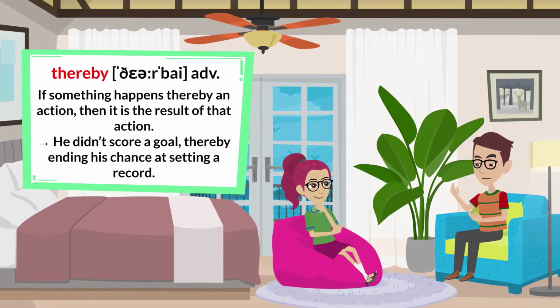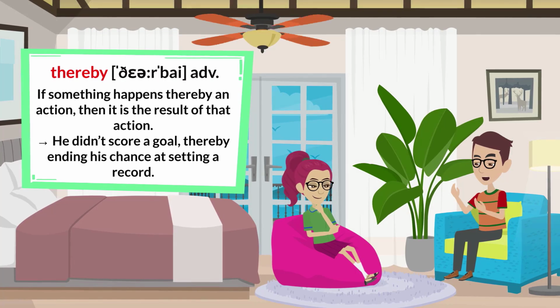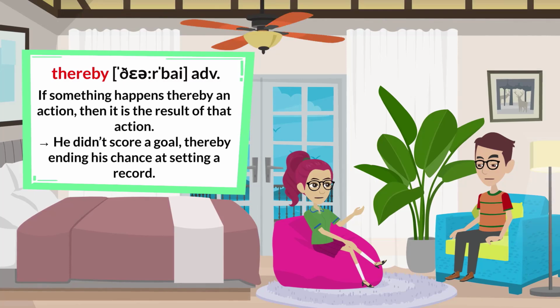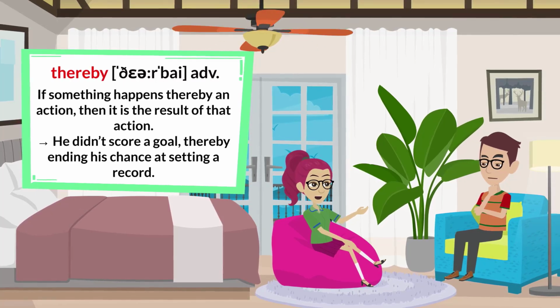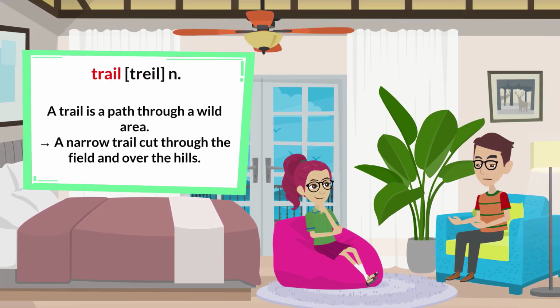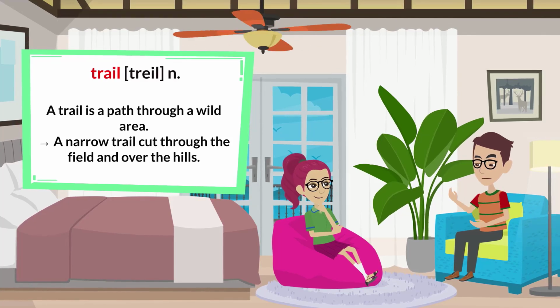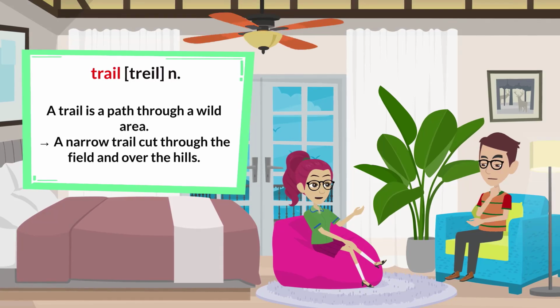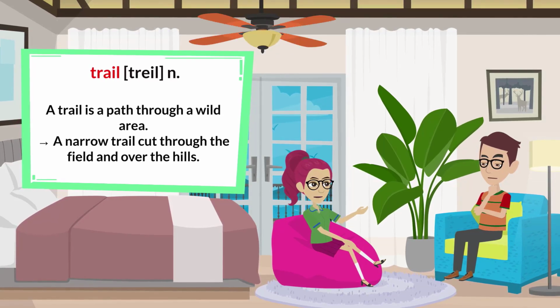Thereby. If something happens thereby an action, then it is the result of that action. He didn't score a goal, thereby ending his chance at setting a record. Trail. A trail is a path through a wild area. A narrow trail cut through the field and over the hills.